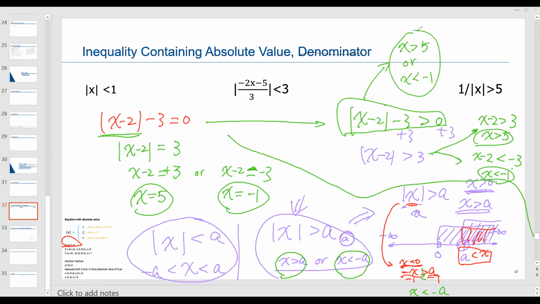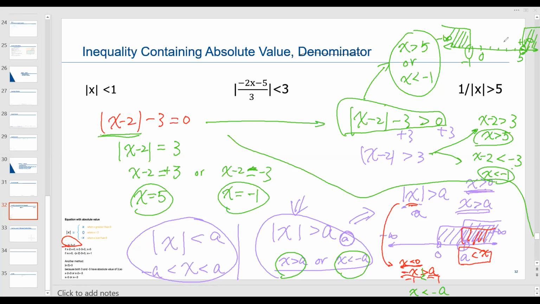That's two parts. So when we do graphing, we draw negative infinity and positive infinity, and 0. So 5: 1, 2, 3, 4, 5. 5 is right here. Greater than 5 should be this part, right? Or less than negative 1. Negative 1 should be right about here. So they have two different parts.